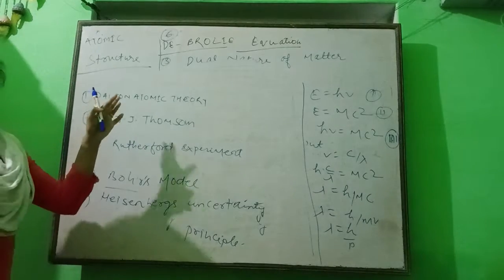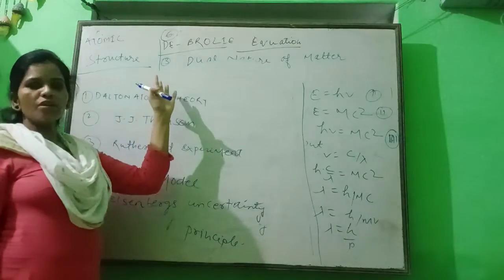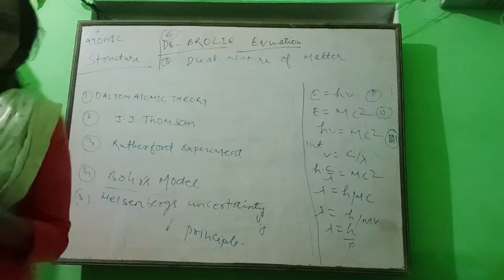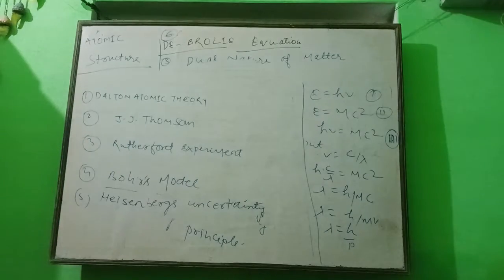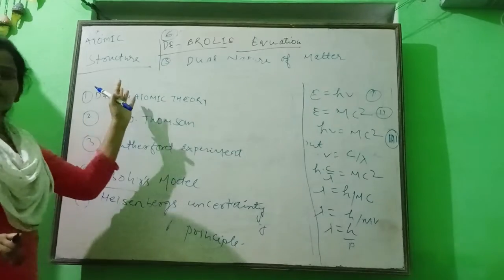Good evening, dear student. I am going to tell you about the atomic structure, how an atom is formed, and what the structure of an atom is. There were many scientists who discovered theories about the atom. First is Dalton's atomic theory, the first scientist who told us something about the atom.